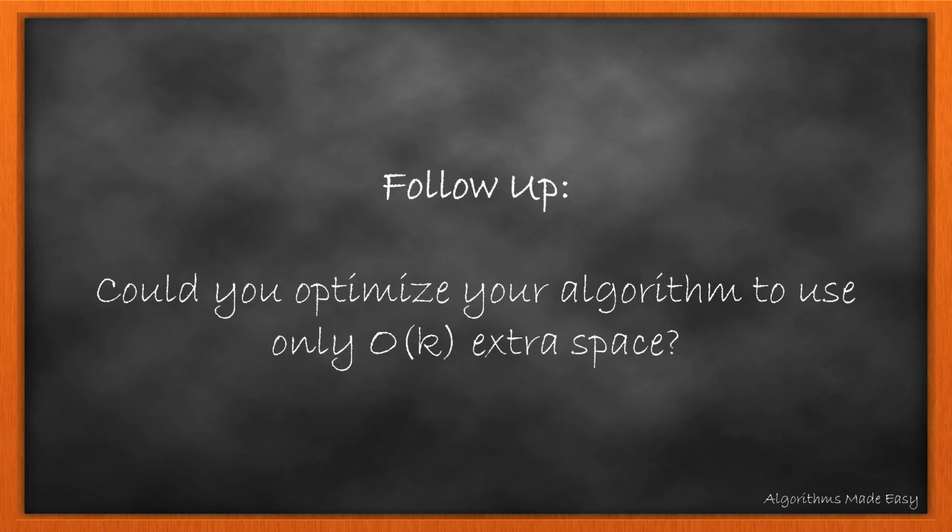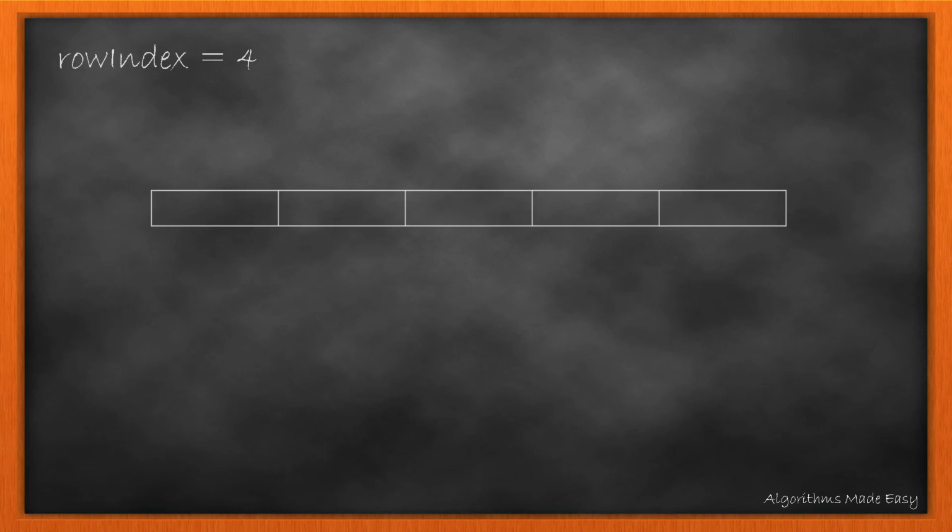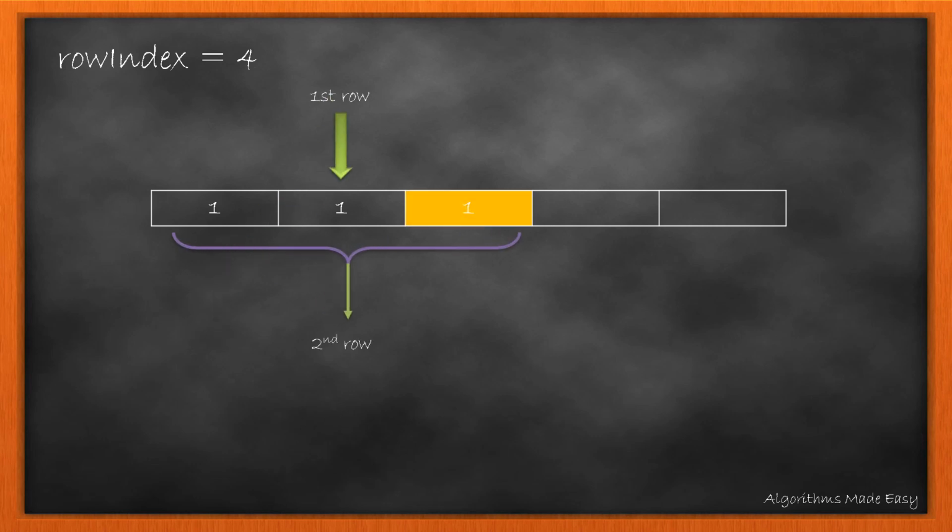Now let's discuss the follow-up question where we are asked to solve this in O of k space. This brings us to our third approach, which is memory efficient dynamic programming. Let's see that with an example. We will take just one list of size row index plus 1. We will add 1 at the start of the list. This value shows the 0th row. To find the first row, we add 1 at the end of the list. Now this becomes our first row.